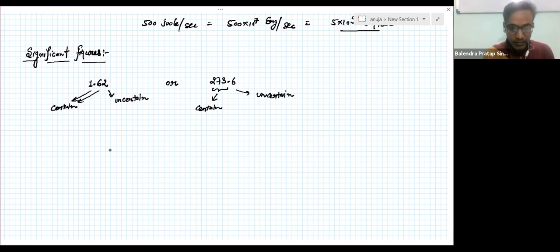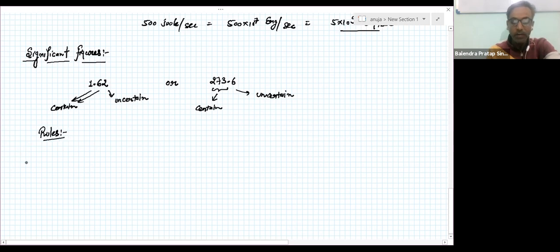Significant figures are totally based on some rules. This is all observational. There is no physics in these significant figures. This is all for numerical purposes. So there are some rules for significant figures, and I'm going to discuss what the rules are. Rules for finding the significant figures.